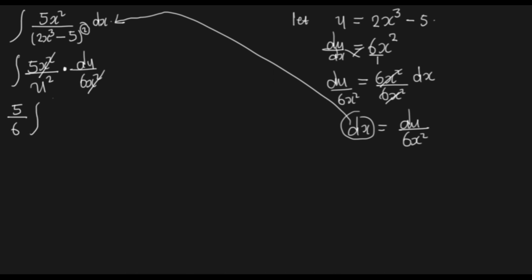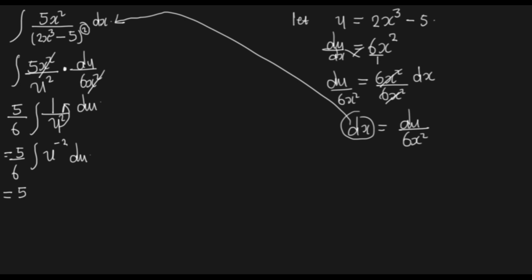Then the integral of 1 over u squared du. Now we can't integrate if whatever part that you are integrating is in the denominator. So what we need to do is move this to the top. So this will be 5 over 6. Then when u squared moves to the top, the power becomes negative 2. Then we are going to use the power rule for integration.